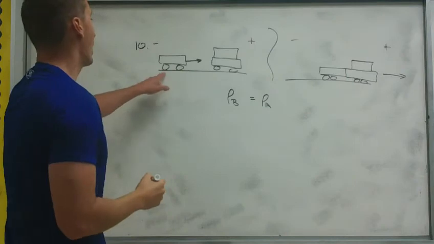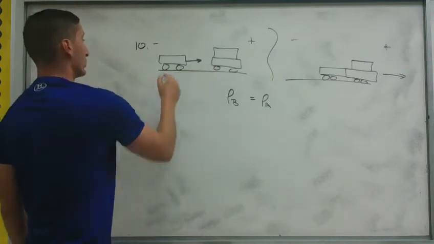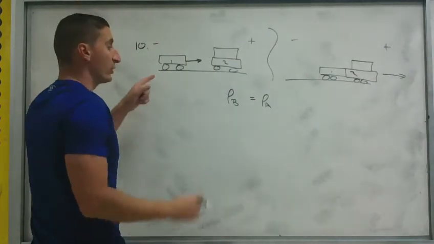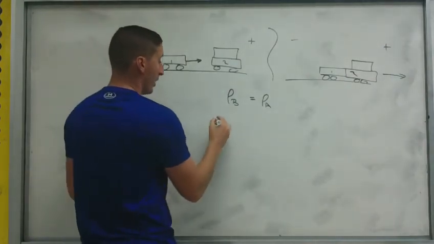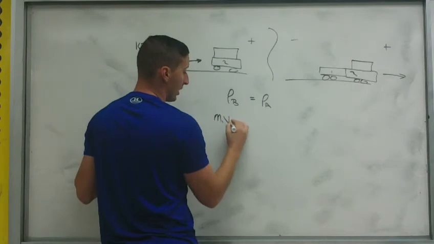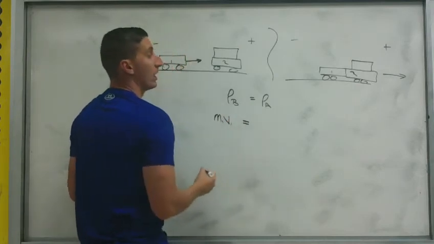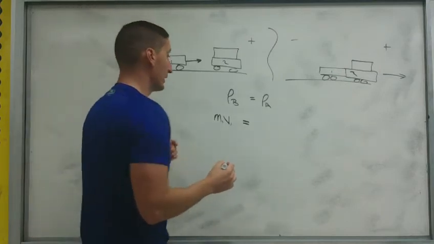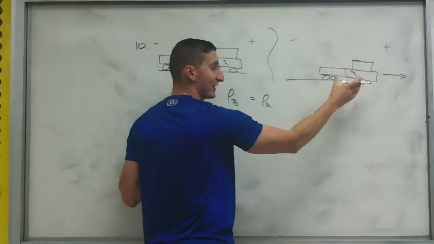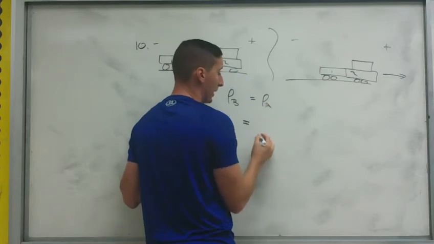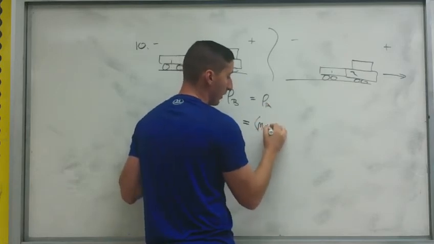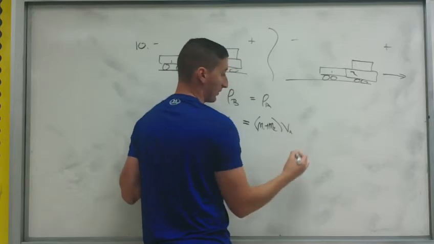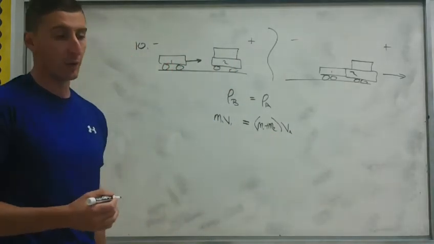Well, how many objects are moving here? I'll call this cart 1, I'll call this cart 2. You only have one moving, so you only have to represent one here. So I do mass of 1, velocity 1, equals. Again, we combine their masses because they're moving together. They have the same velocity. They're basically moving as one. So I do mass of 1 plus mass of 2 times their final velocity. That's the velocity that I want to figure out.